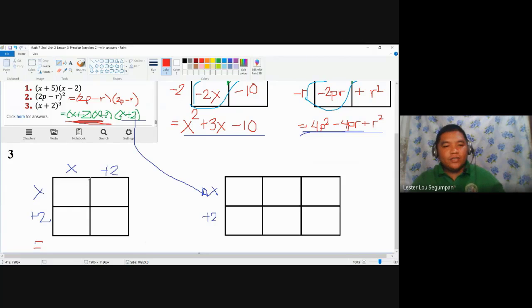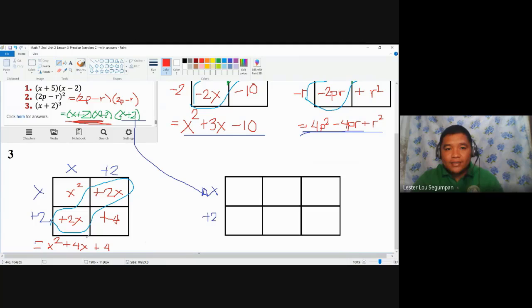But first, let's focus here. So you have x times x, you have x squared. 2 times x is positive 2x. X times plus 2 is positive 2x. And then 2 times 2 is positive 4. As I have mentioned, not all the time, but most of the time, we can combine the two, x and x. And we have here x squared. 2 plus 2 is positive 4x, and you have plus 4.